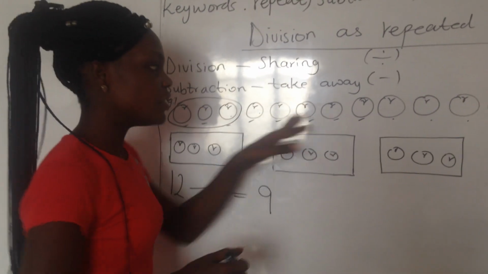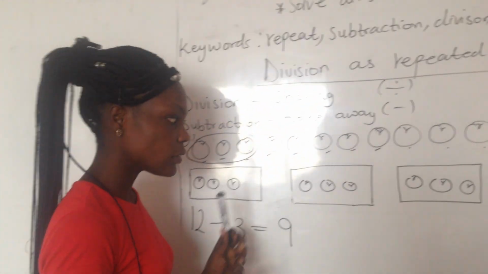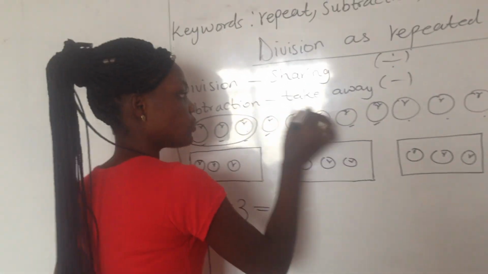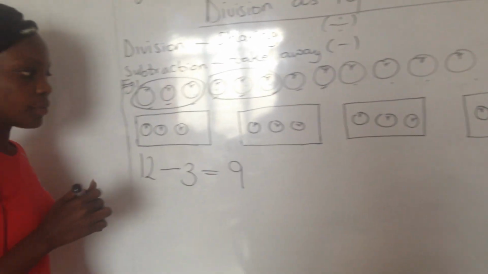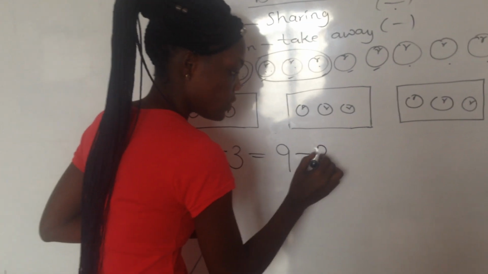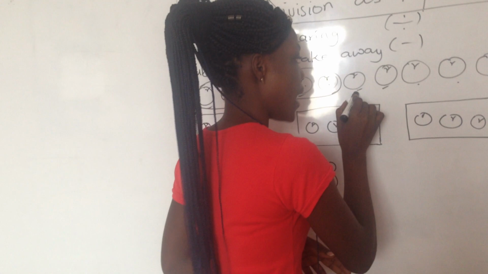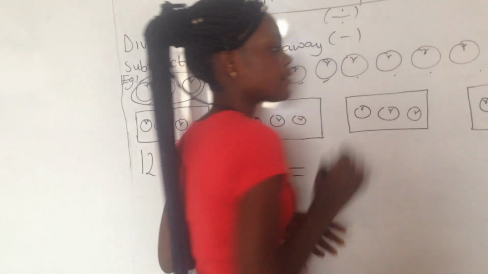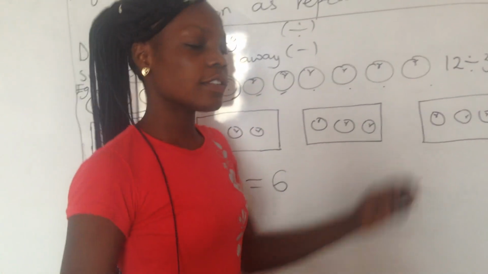Now we have 9 oranges here. We are supposed to take the next box out. The next box has how many? 3. So you count it out. 1, 2, 3. So 9 minus 3. How many will be left? Let's count. 1, 2, 3, 4, 5, 6. 9 minus 3, you have 6. So we are left with 2 boxes.